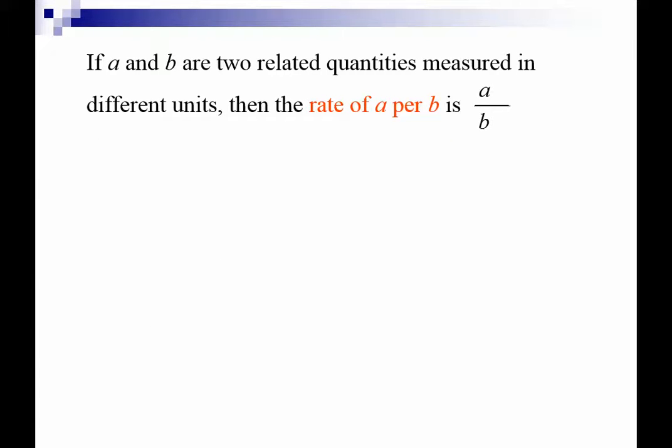denominator. Okay, so it says if A and B are two related quantities measured in different units, then the rate of A per B is A over B. And the part here I want to stress is the use of the word per. Like when we say miles per gallon or miles per hour or meters per second, okay? We can express that mathematically with a fraction. And whatever we mention first goes on top in the numerator. That would be the A part. Whatever we say last, the B, would go in the denominator.